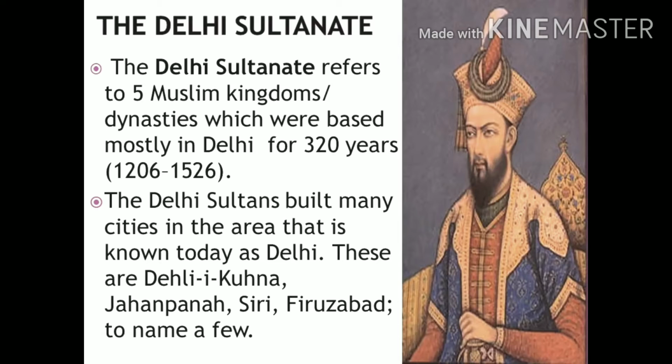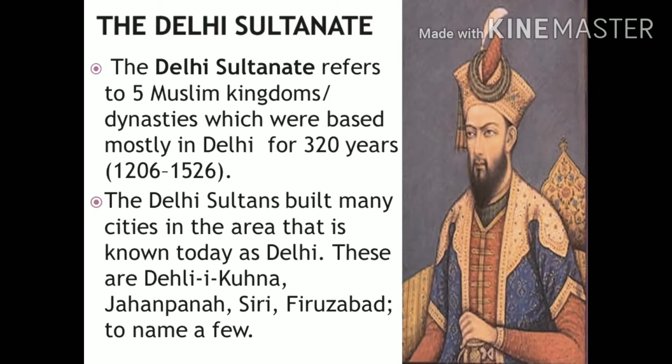After the death of Prithviraj Chauhan, Muslim rulers established their rule in India, and 5 Muslim dynasties one after the other ruled, and those 5 Muslim dynasties taken together are called the Delhi Sultanate. They ruled for about 320 years, that is from 1206 Common Era till 1526 Common Era. And the Delhi Sultans built many cities in the area that is known today as Delhi. For example, Dehli Ikunha, Jahanpana, Siri, Firozabad, etc.